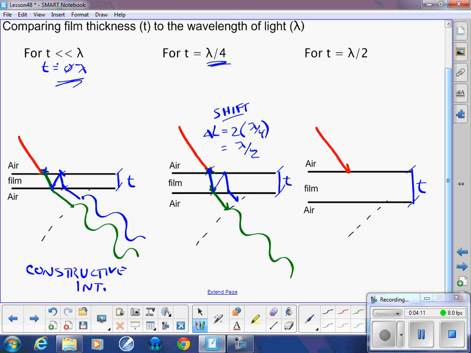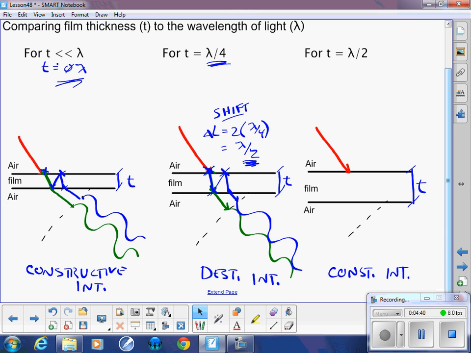I said it exited, so one more time. It starts as a crest, trough, crest, exits as a crest, but now I have a half shift. That means a half shift gets me to a trough. So actually the blue wave is out of phase. So we have destructive interference. All right. And the last one you've already probably predicted, it will be constructive interference.